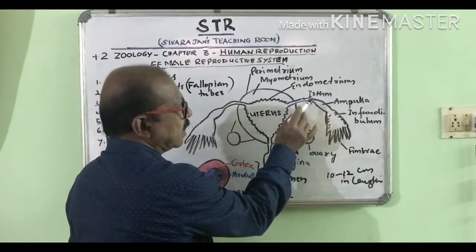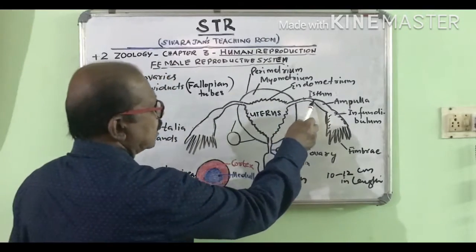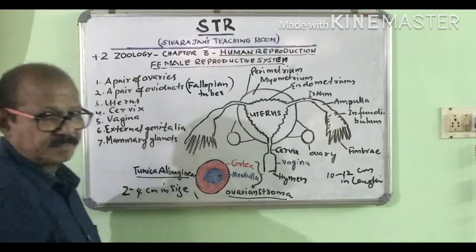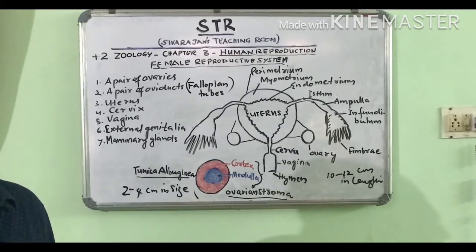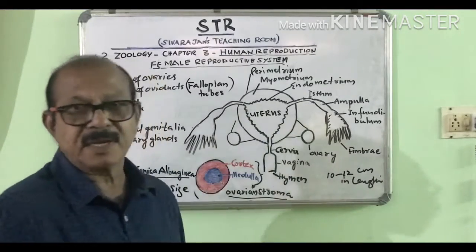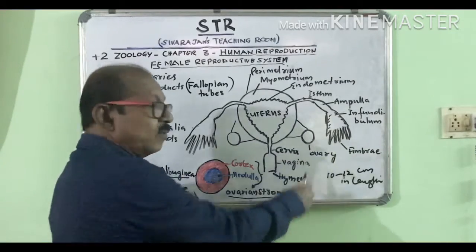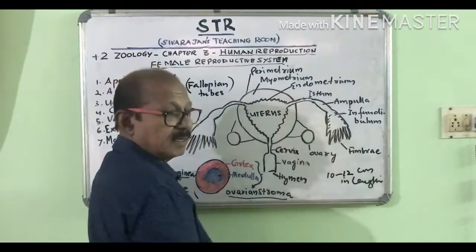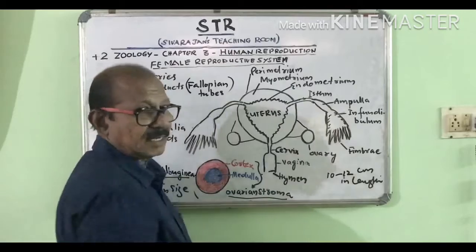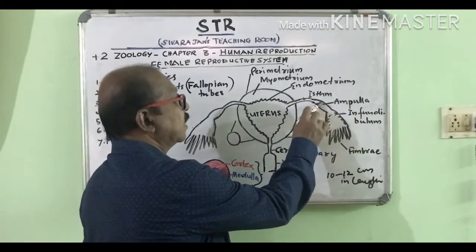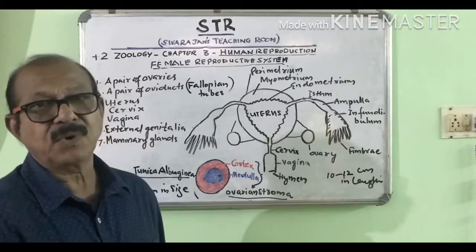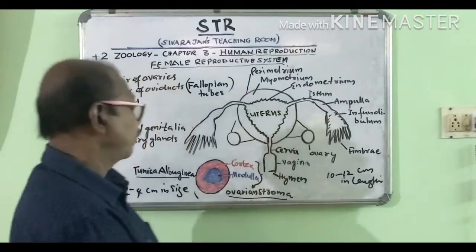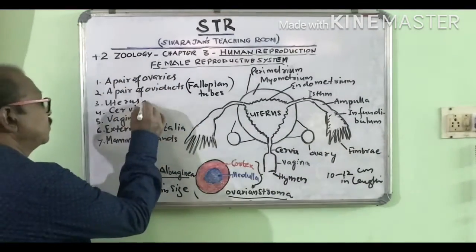So this is the ampulla, this is the isthmus. The point where I am touching is the ampullary isthmic junction. So what is the ampullary isthmic junction? The joining point of the ampulla with the isthmus is the ampullary isthmic junction. The ovum released by the ovary is captured by the fimbriae and passed forward, and it comes to rest in the ampullary isthmic junction, waiting for the sperms, and fertilization takes place in the ampullary isthmic junction.